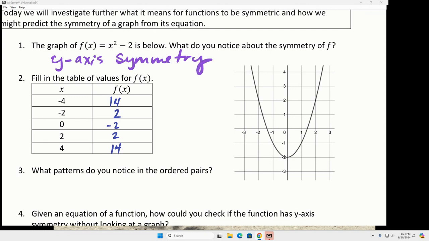All right, and then if we're looking at the table or even on the graph, what do you notice about patterns in the ordered pairs? Like if you look at what -4 is paired with and what 4 is paired with. And same thing, -2 and 2. What do you notice? They're the same. So 4 and -4 have the same output. And same thing with 2 and -2.